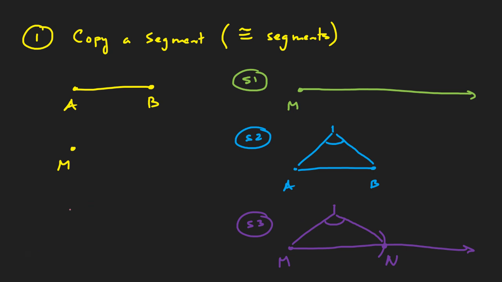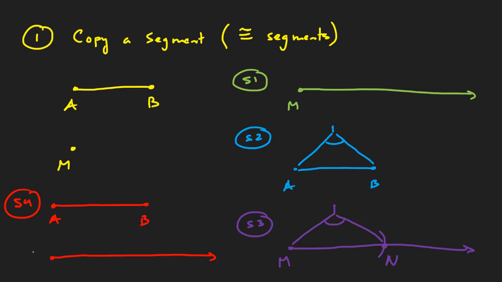And if you look at what you have, so this is step 4. You were given segment AB. You now have a ray starting at M. You marked a point here, N, and these two segments are congruent. So you were able to copy segment AB down there so that AB is congruent to MN.